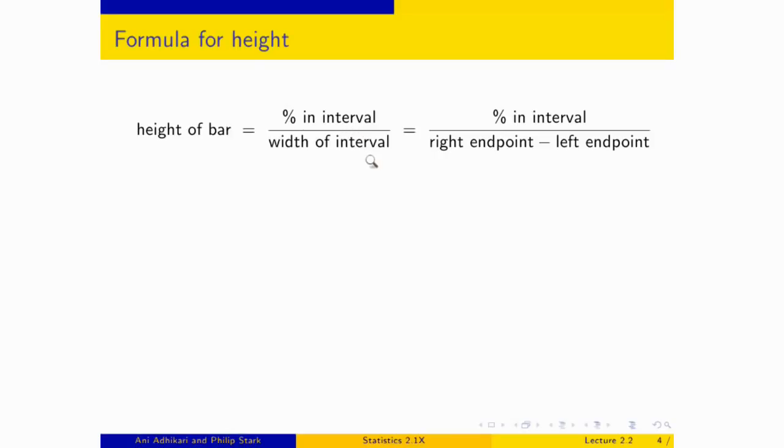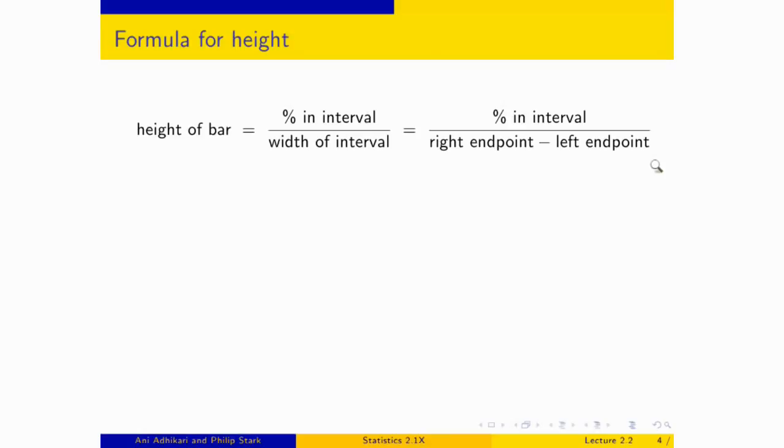And if you want a formula totally nailed down, it's the percent in the interval divided by the right end, the large end of your interval, minus the small end. And here you have your first formula. There aren't going to be many formulas in this class, but this is certainly one of them. This is how you can calculate the height of the bar.